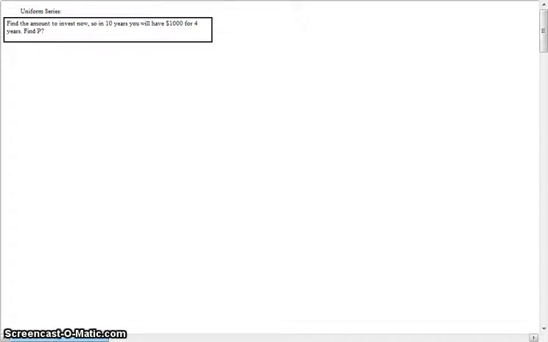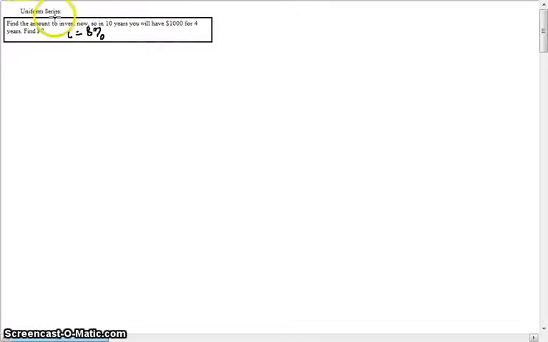The problem I would like to do is this one. We want to find an amount to invest today or now, so that in 10 years we will have $1,000 for 4 years. The missing information on here, I see, is that we don't have an interest rate. So let's give ourselves an interest rate of i equal to 8%. Okay, I did not put that in there. i equal to 8%. Okay, and that's the missing information.